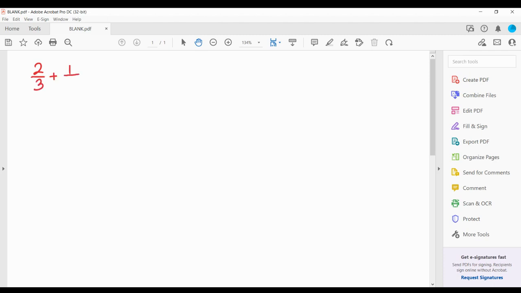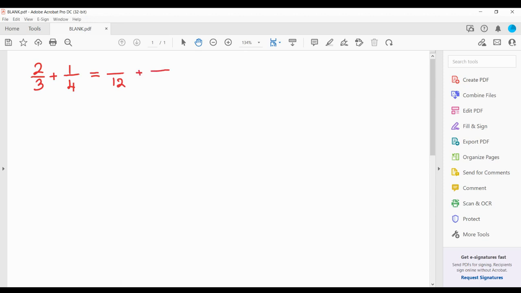plus 1 over 4. So here, look at the two fractions. We cannot just add them directly because the denominators 3 and 4 are not the same. So the two fractions don't have a common denominator. To add the two fractions, the first step is looking for your common denominator. In this case, 3 and 4, our common denominator is 12, the product of 3 and 4.